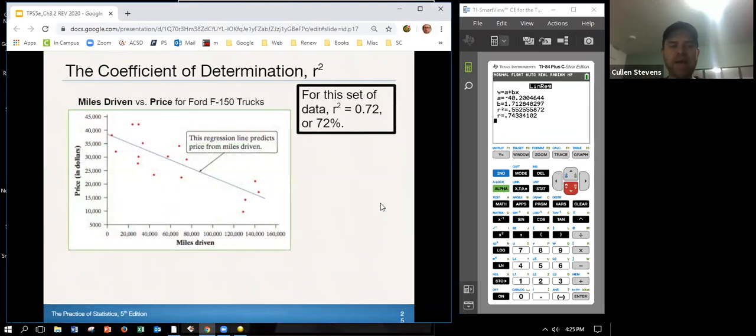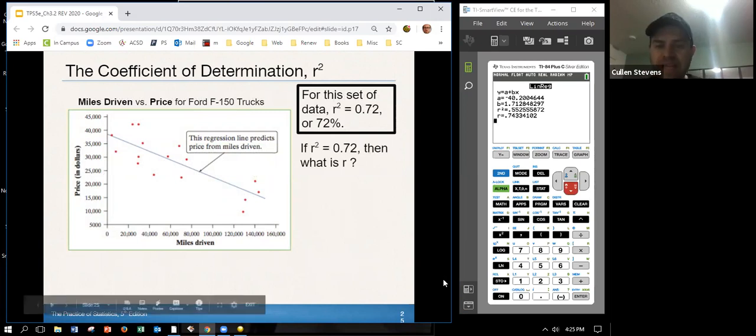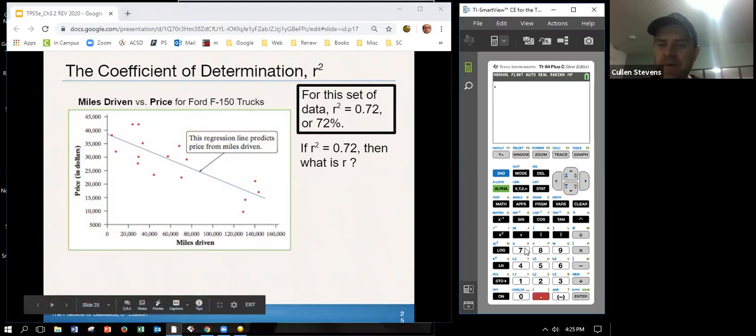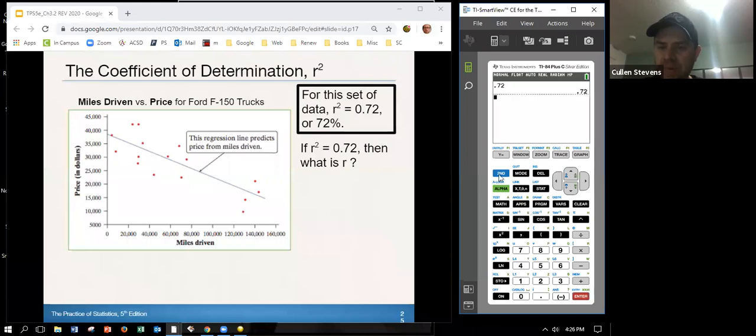So let's go back to the price in dollars and the miles driven. For this data set, R squared was 0.72 or 72%. Okay, so what does that mean? Well, first of all, if it's 0.72, then what is R? That's pretty easy, right? Because if we know 0.72 is r squared, then we'll just take the square root of that.